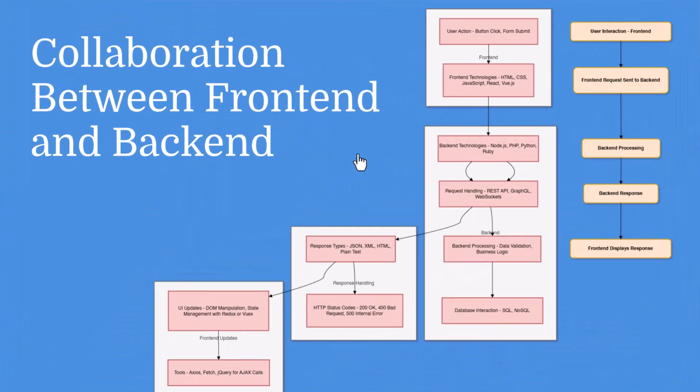Front-end and back-end systems work together to create a seamless user experience. When a user interacts with the front-end, their actions send requests to the back-end. The back-end processes these requests and sends back the necessary data to be displayed on the front-end.